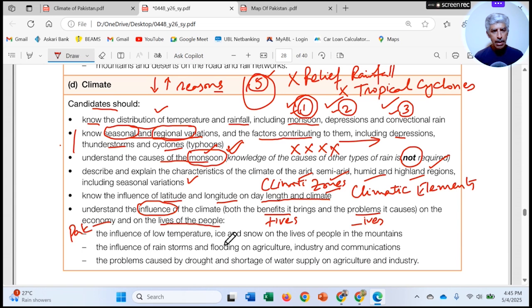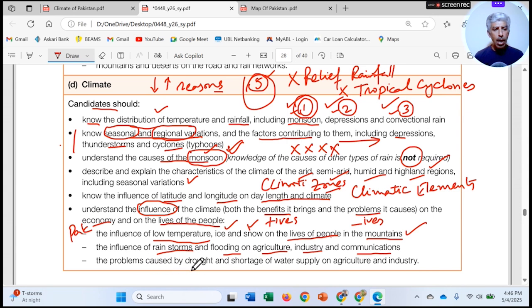The influence of low temperature, ice and snow on the lives of people in the mountains. Some examples are given of how the influence will be assessed: if there are very low temperatures in the mountainous regions of Pakistan, what will be the impact of these low temperatures on the lives of the people because of snow falling, because of ice and because of other climatic conditions over there. Then the influence of rainstorms and flooding on agriculture, industry and communication in the plain areas, in the Indus plains or elsewhere in the lower areas from the mountains.